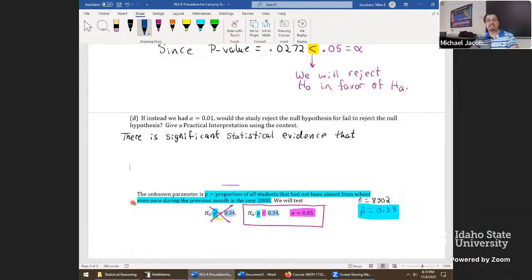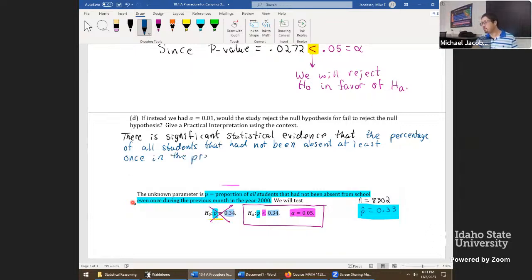So we'll say there's significant statistical evidence that, I'll say the percentage of all students that had not been absent at least once in the previous month. A lot of writing. In the year 2000.